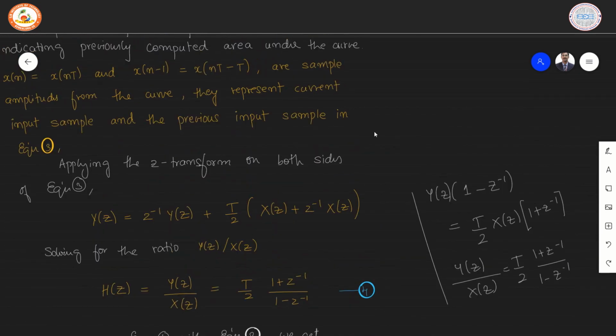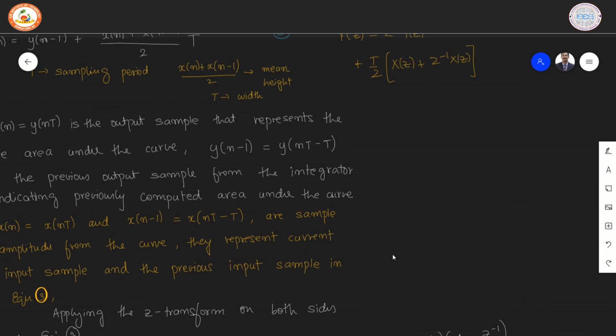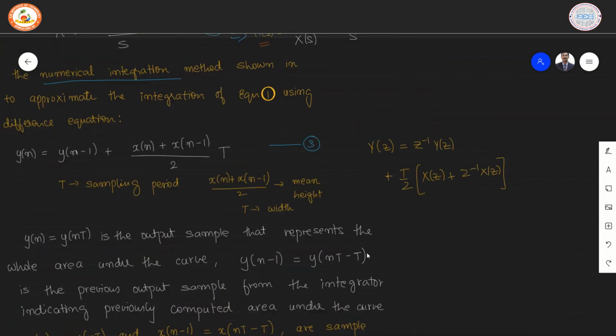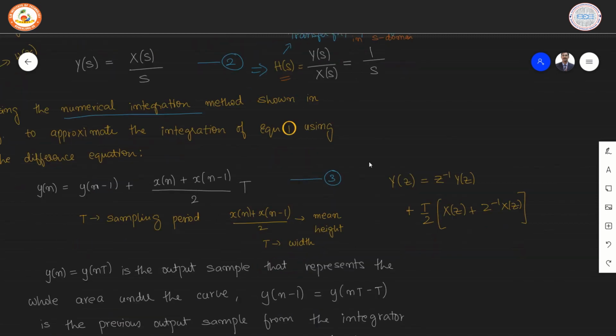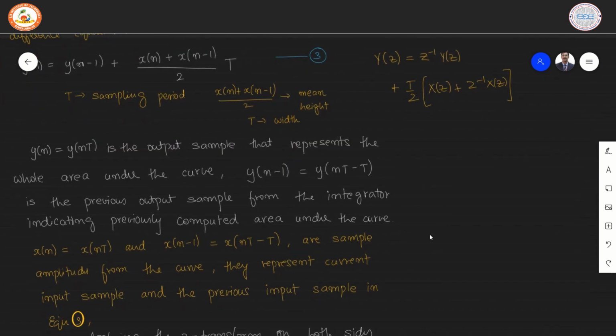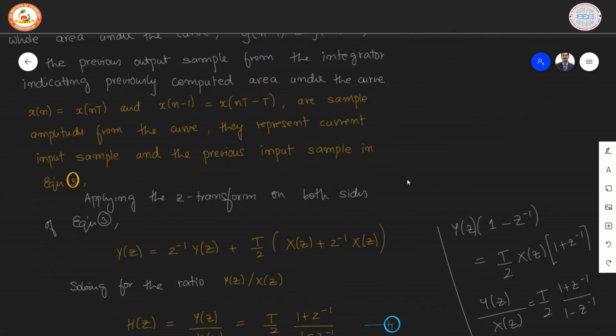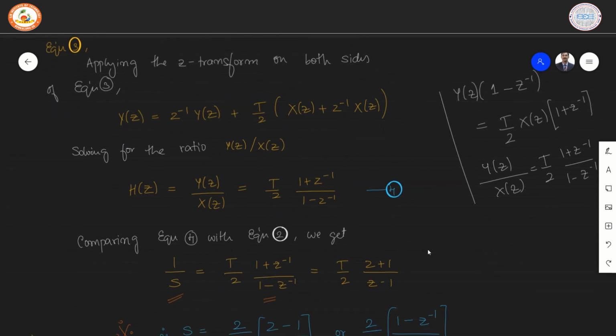Now we can observe that we have H of s as given here, and we have H of z as provided there. Now if you compare the right hand side of the two equations, it gives you a relationship between s and z. Therefore, we can express it as 1 by s is equal to T by 2 times 1 plus z inverse divided by 1 minus z inverse.